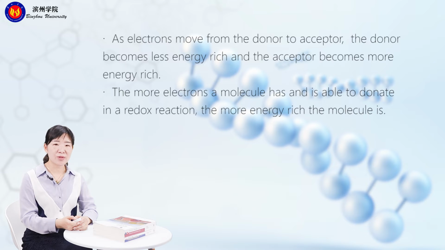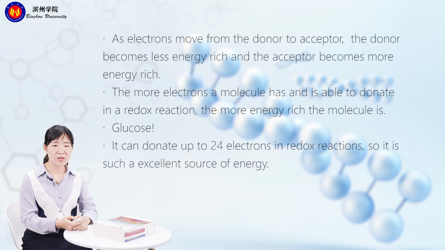The more electrons a molecule has and is able to donate in a redox reaction, the more energy-rich the molecule is, such as glucose. Glucose can donate up to 24 electrons in redox reactions, so it is such an excellent source of energy.